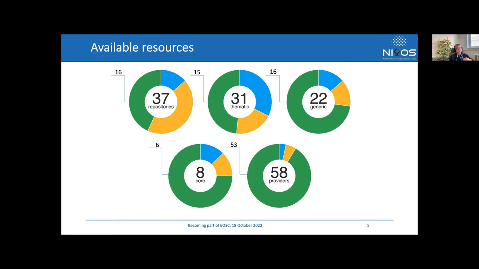So once the resource is fully onboarded within the NI4OS Europe regional catalog, so when it is green, it is exposed via the EOSC marketplace as well. So at the moment we have 16 repositories, 15 thematic services and 16 generic services exposed via the EOSC marketplace. So thank you for your attention.